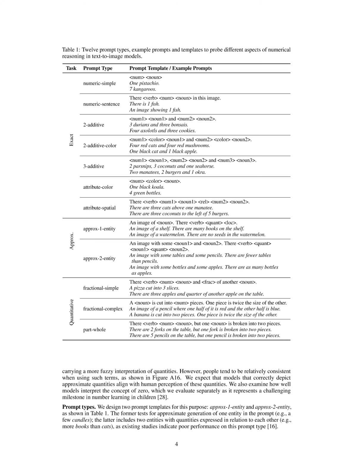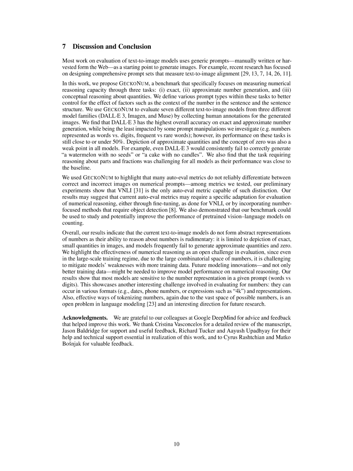3. Model performance variability. The performance of models on different tasks within GECKONUM can vary significantly, with some models excelling in certain prompt types while struggling with others. This variability can make it challenging to compare models consistently across all aspects of numerical reasoning.